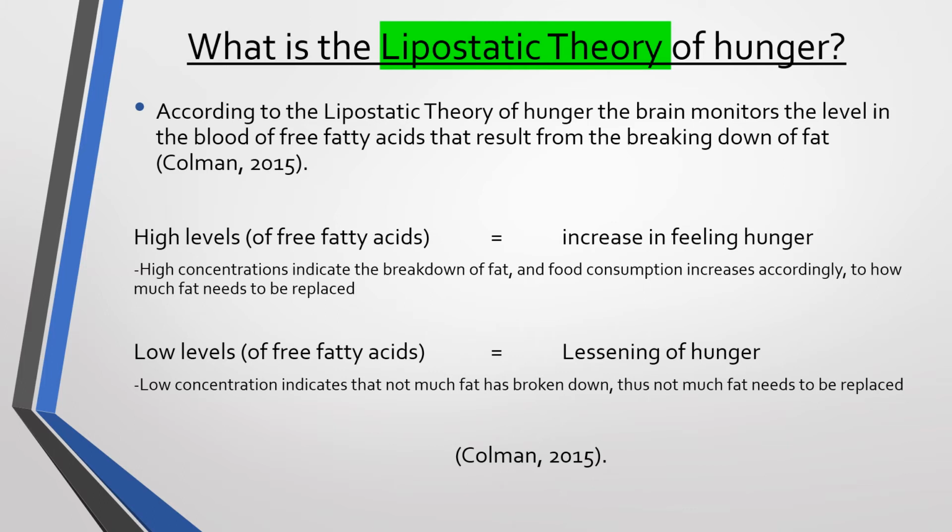And the other scenario I've got here is low levels of free fatty acids. So if we've got low levels, we've got a low feeling of hunger. We're not feeling that hungry. And that's because not that much fat has been broken down, and not that much fat needs to be replaced by eating. So hopefully that makes sense.